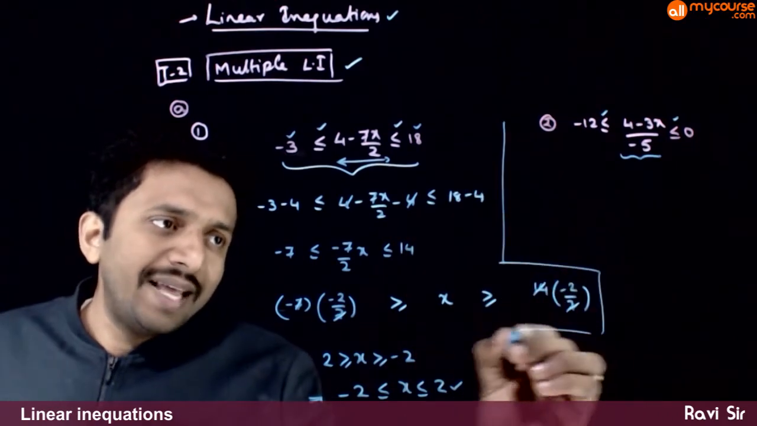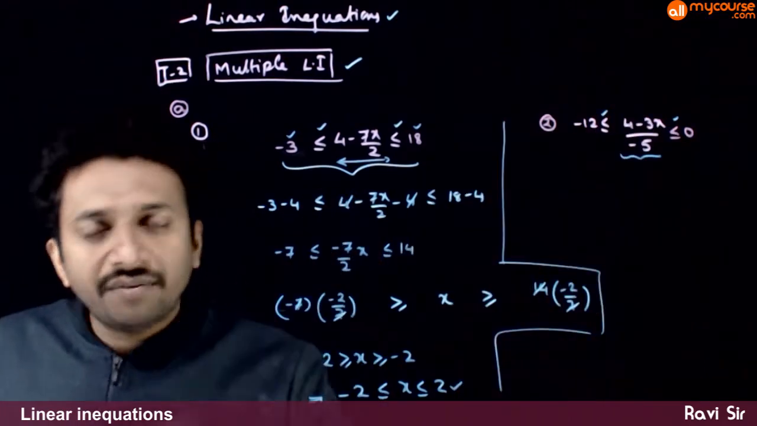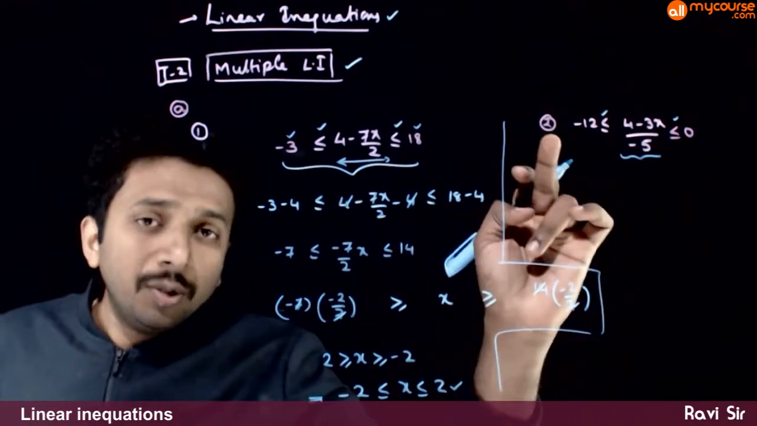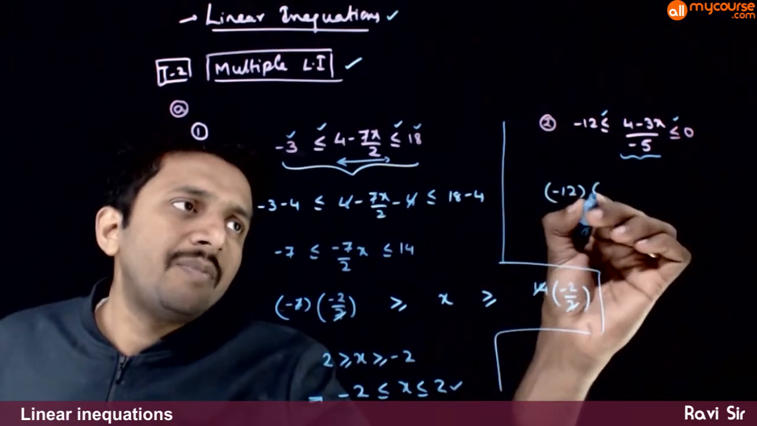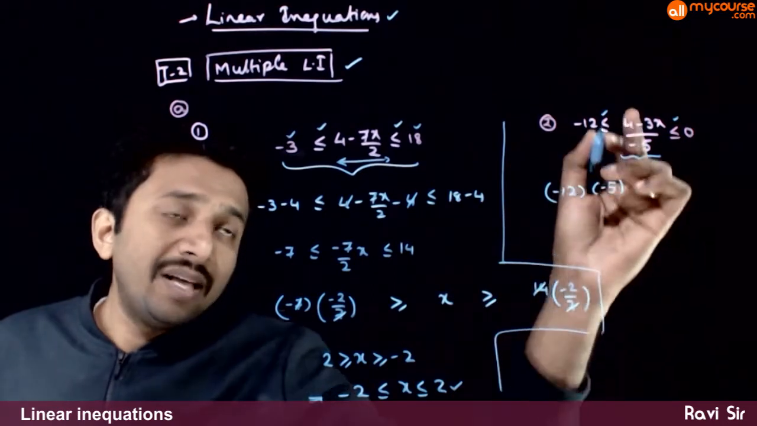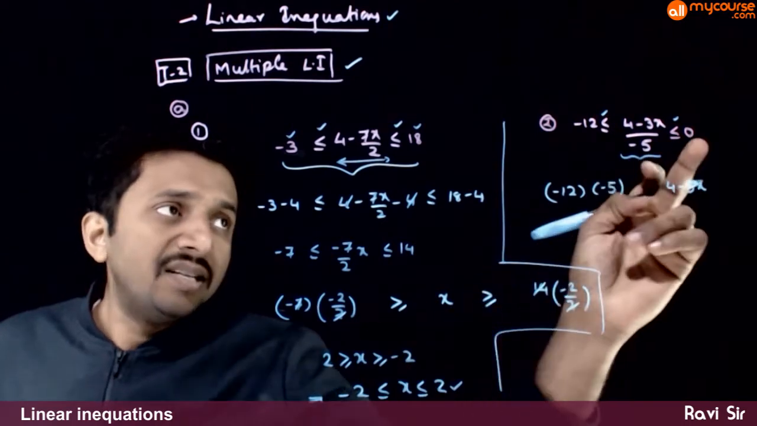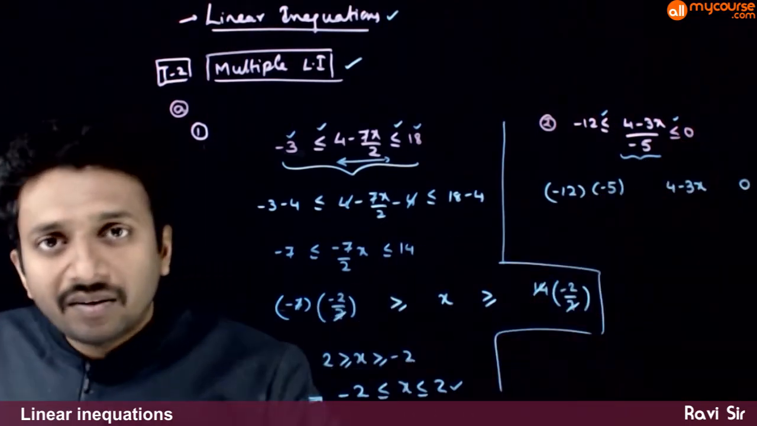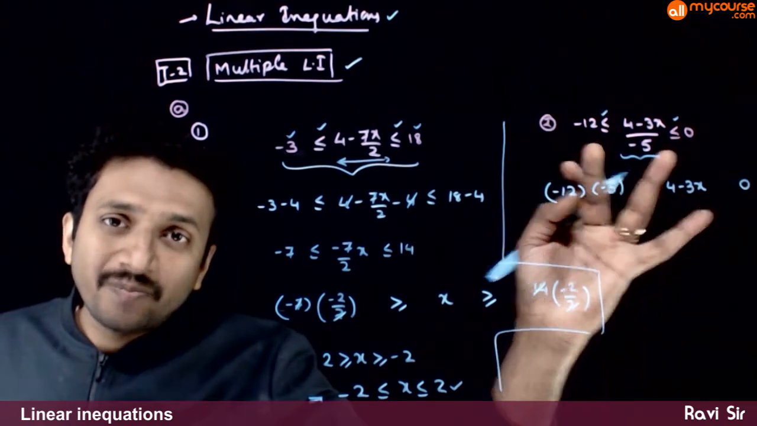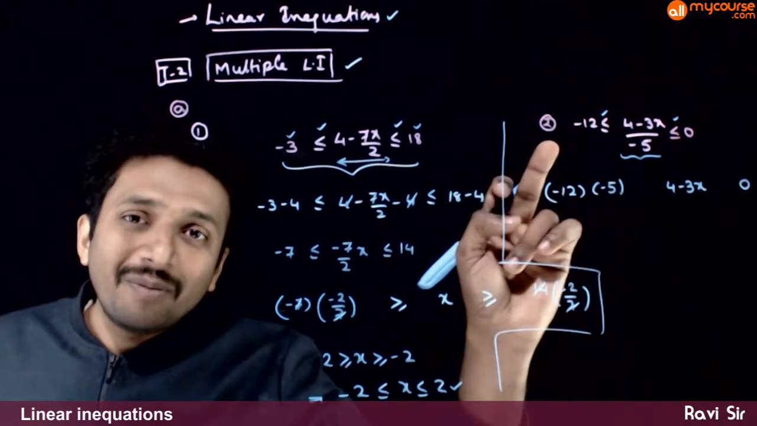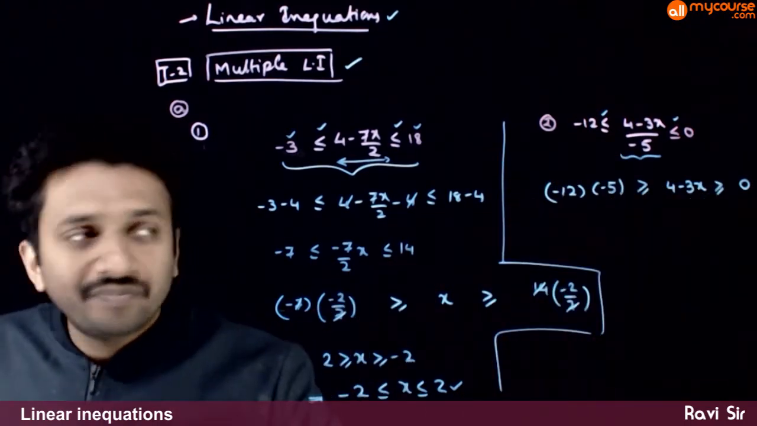Next, if you go to the next inequality, minus 12 is less than or equal to (4 minus 3x) by minus 5 is less than or equal to 0. So I'll uniformly multiply each side with minus 5. So minus 12 times minus 5. If I multiply this with minus 5, it gets cancelled. So you have 4 minus 3x. And 0 into minus 5 is 0. So does the sign of inequality change or does it remain like this? It changes because we are multiplying with minus 5. So less than or equal to becomes greater than or equal to.